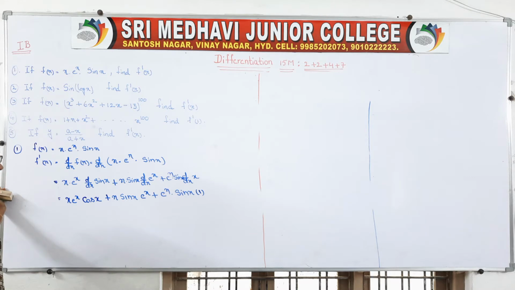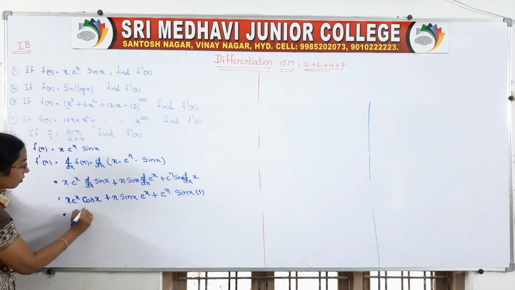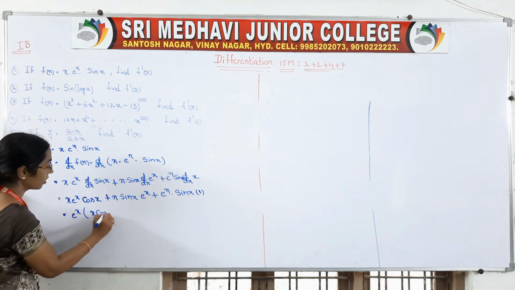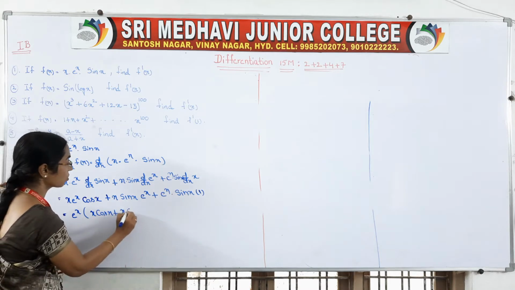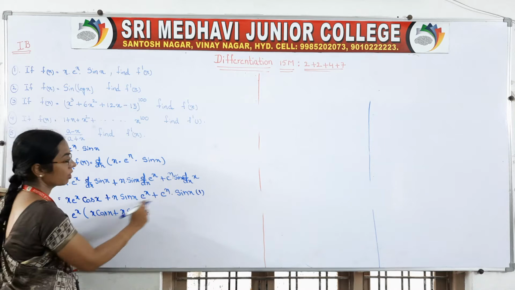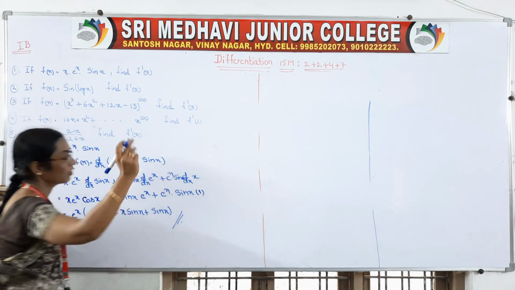Any common term here? e to the power of x, e to the power of x, e to the power of x, that's all I think, right? So we can take e to the power of x as common, then we have x cos x plus x sin x plus, sorry, e to the power of x is taken outside, it is sin x. That's all for 2 marks.